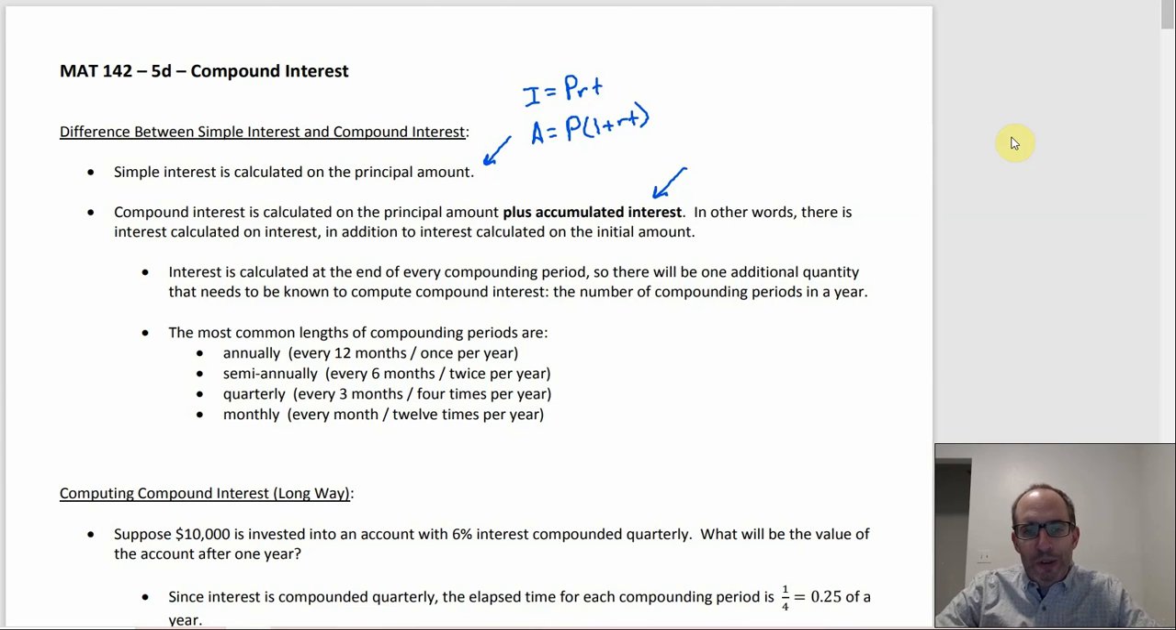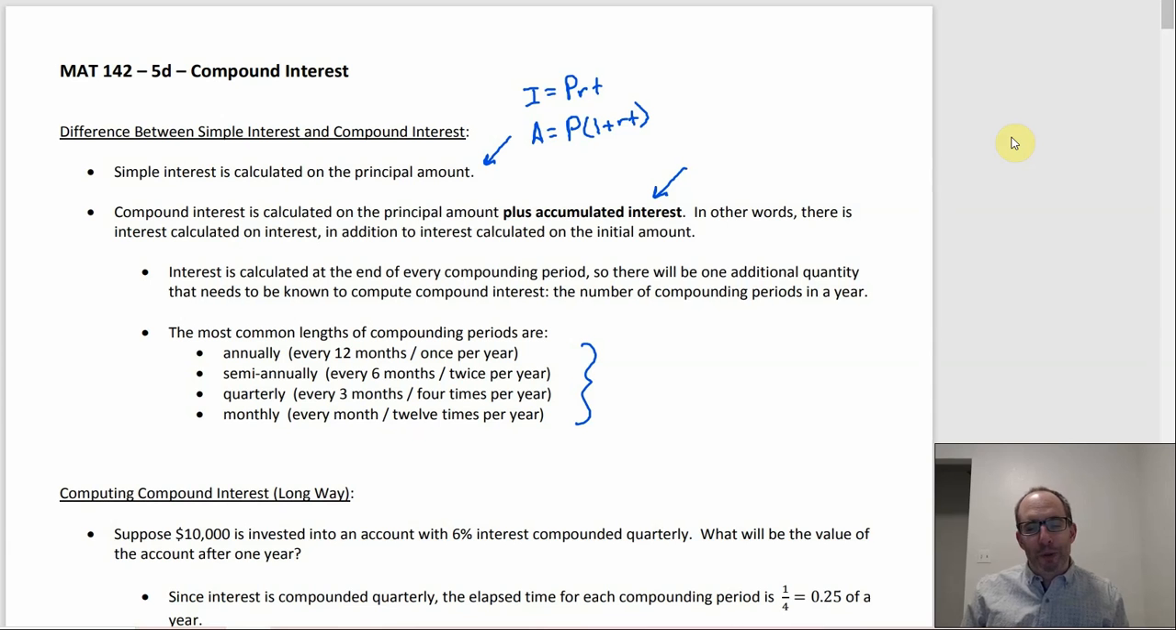It's got to be one of those things. So the other thing that you need to know is how many compounding periods are there? And usually the way that's phrased is how many times would you compound the interest in the span of 1 year? Because if you know that and then your elapsed time is written in years, then your units are going to match up and you should be good to go. So that's the other thing that we're going to need. But then the most common lengths, which are down here, so annually, every 12 months, or once a year. So then your number of compoundings in a year is just 1 if it's annually.